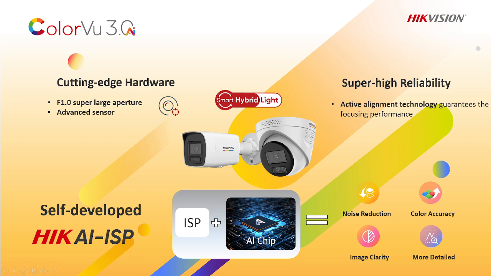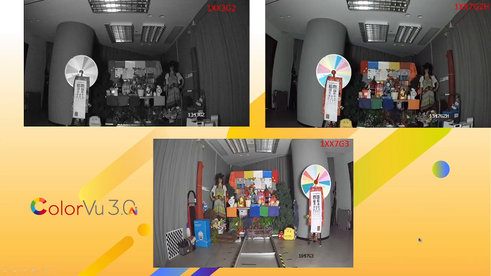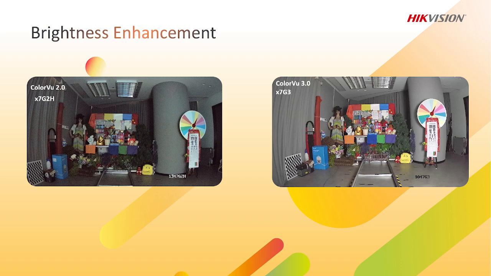So we have the ISP with an AI chip. Then we do noise reduction and improve image clarity, giving you more details in your deployment. Then we can compare a ColorView 2.0, that's the G2 camera, to the G3 camera, and you realize on the G3 camera, the image is quite vivid, quite clear, and more lively. We have G2, G2H, and then now G3. Then in terms of brightness also, we still enhance the images and give them better and clearer images because of the improved brightness.